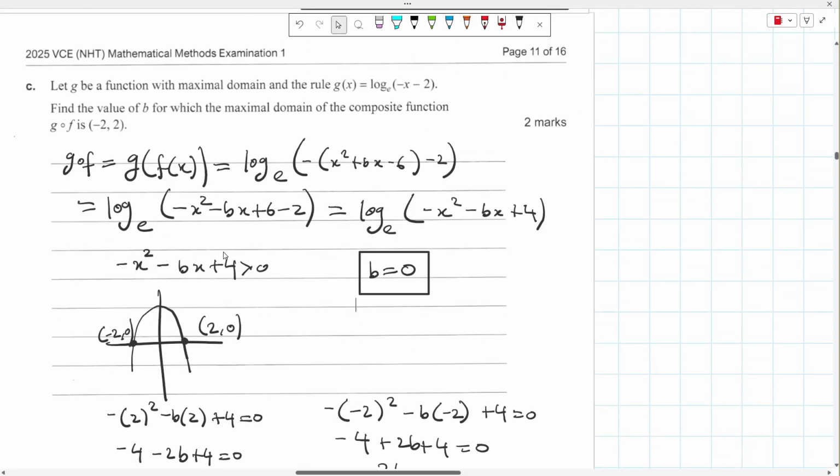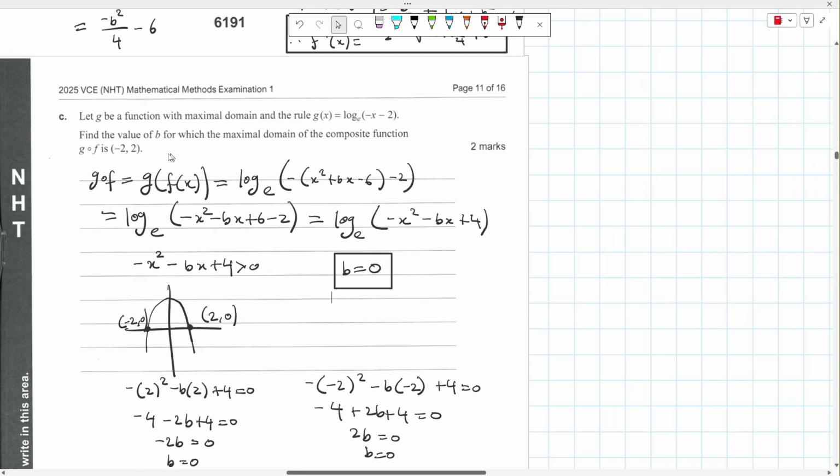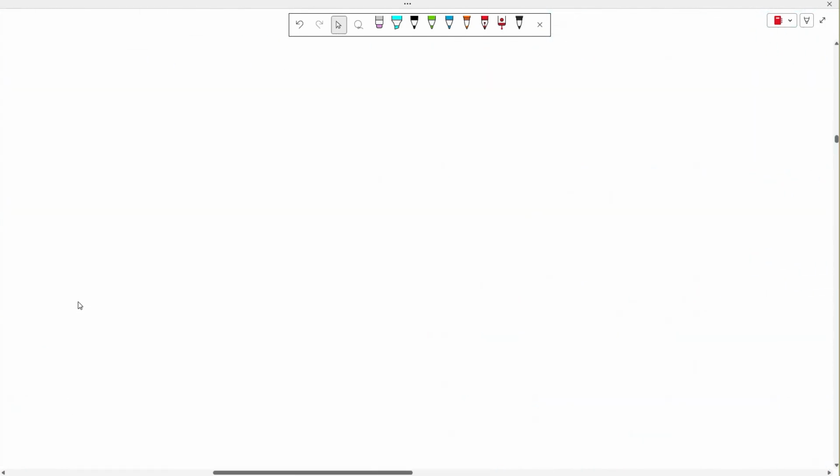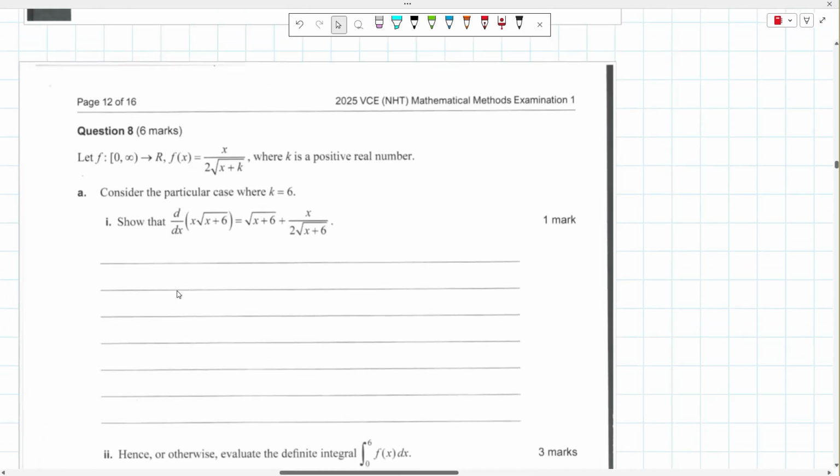That's going to be our final answer, right? That's what makes the maximal domain of this composite function be negative 2 to 2, non-inclusive. Right, so that was some bit of a conceptual one, a bit of a tricky one.